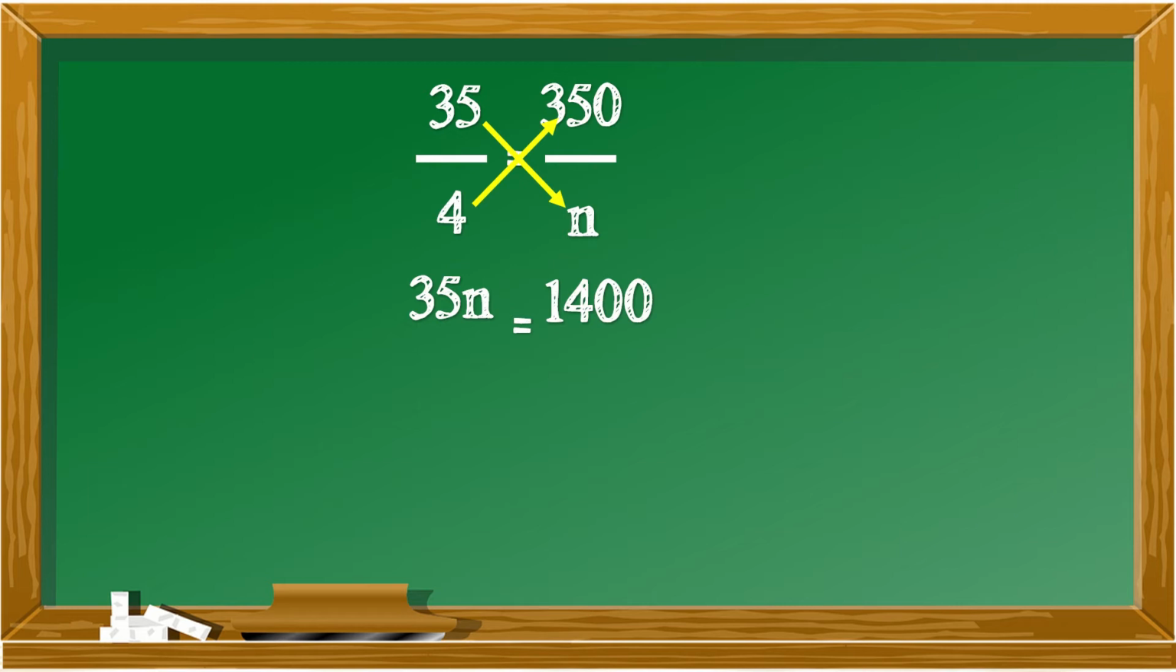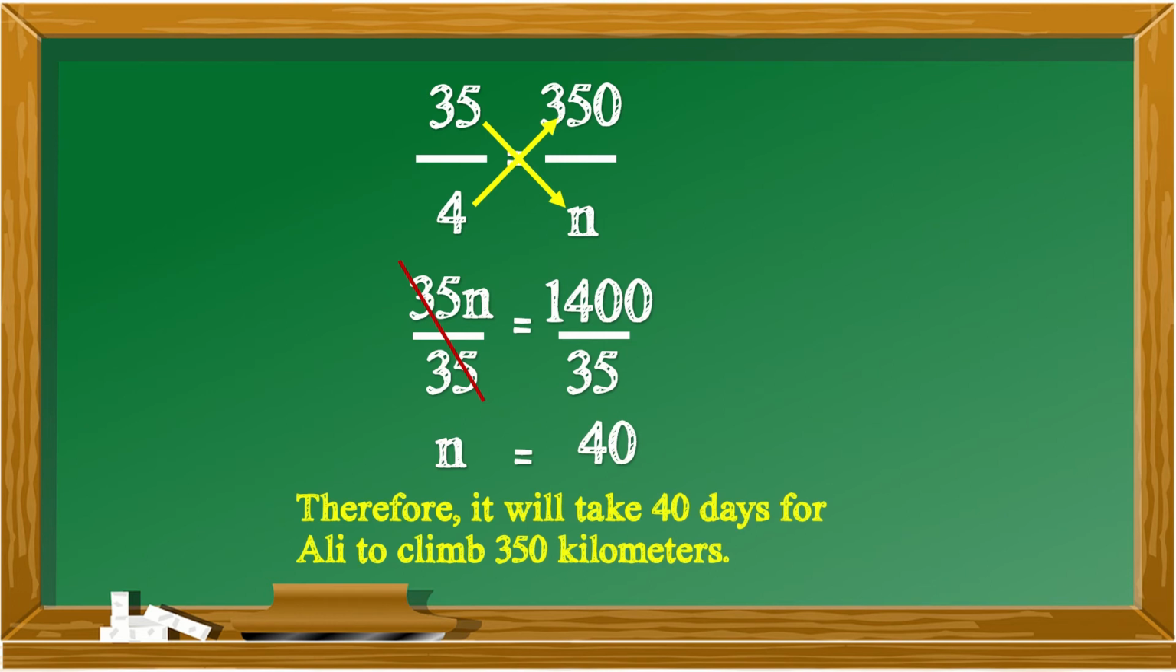But we are looking only for n. We need to eliminate 35 by dividing both sides by 35. So just cancel out both 35. That will leave n alone. And then divide 1,400 by 35. That will give us the answer 40. Meaning n is equal to 40. Therefore, it will take 40 days for Ali to climb 350 kilometers.